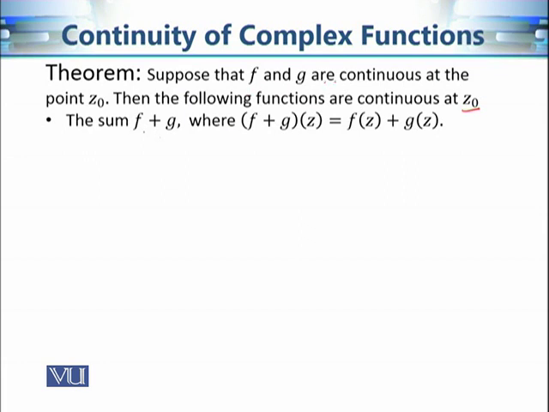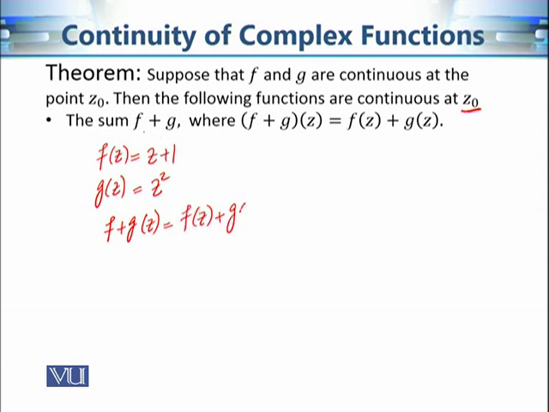So if two functions are given which are continuous at this point z naught, then their sum is another function and it is also continuous at the same point. Okay, so how do we define addition of two functions? It's a very simple procedure. So if a function f is given as, let's say, z plus 1, and another function g is given as, let's say, z square, then f plus g is another function defined in the following way: f of z plus g of z. Now what is f of z? f of z is z plus 1. And what is g of z? g of z is z square. So basically, this new function, which is the addition of f and g, is z square plus z plus 1. Now if f and g are continuous, then this result says that their addition, which is another function, is also continuous at the same point.